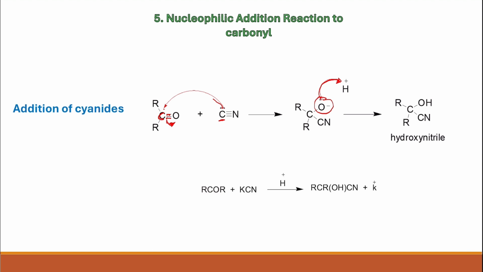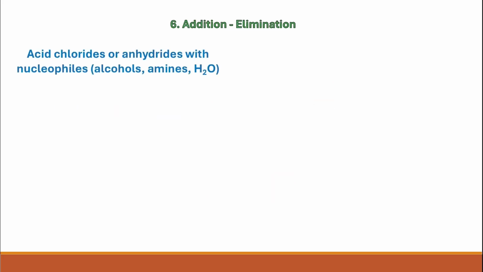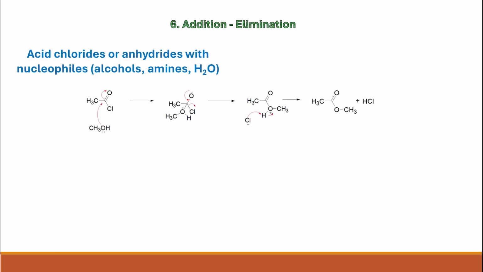Addition-elimination reaction: this is for acid chlorides, esters, or acid anhydrides with nucleophiles. The nucleophiles can be either alcohols, amines, or water. As the name implies, the mechanism for this type of reaction has an addition step followed by an elimination step. If we have an alcohol like this one, the first addition step will be the addition of the alcohol to the carbon of the carbonyl group of the acid chloride or anhydride.